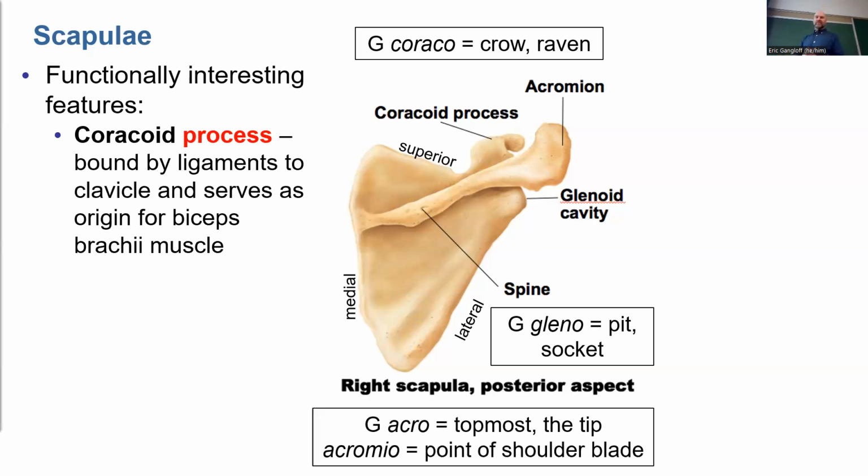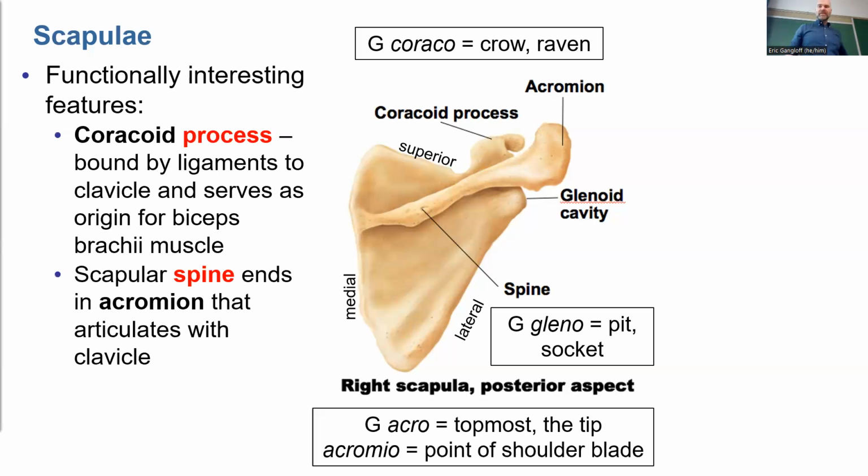Oh, look, I have the slides for this. Okay, so the coracoid process: there are ligaments bound there that keep the shoulder joint intact, and it is also the attachment point for your biceps brachii. The biceps brachii is your beach muscle on the anterior aspect of your humerus, the muscle right here, and that muscle attaches to this coracoid process.